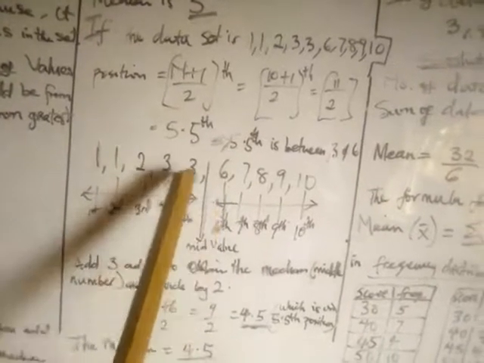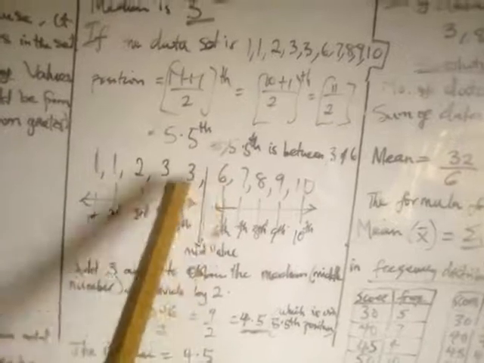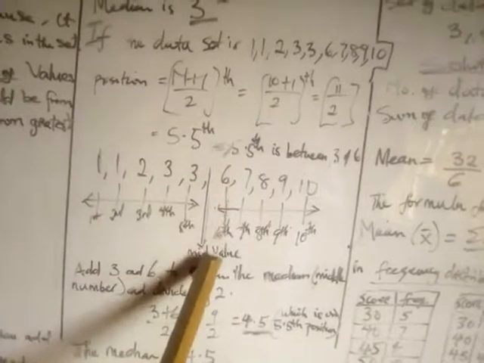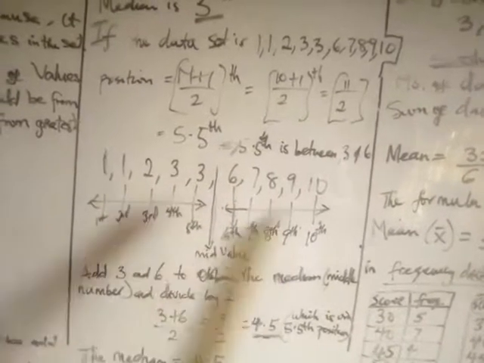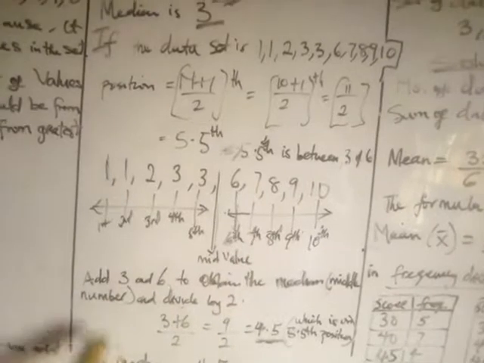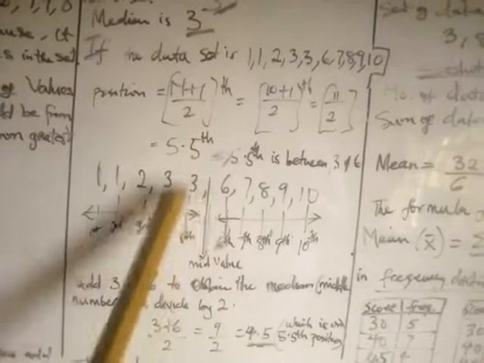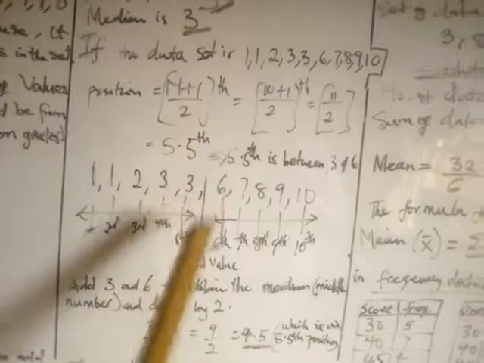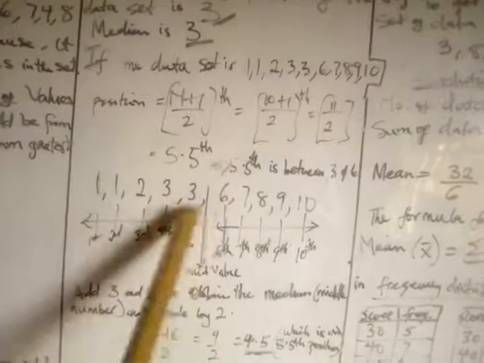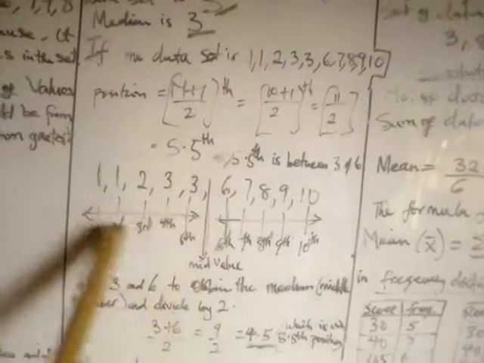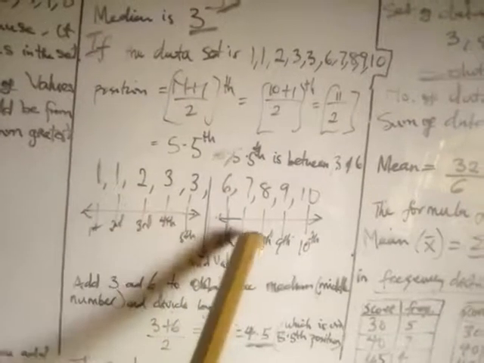But there is a value between 3 and 6. Between 3 and 6, they are supposed to give us the mid value. They have this 7, 8, 9, 10. So how do we now do that? Then you add 3. The two numbers that fall as the midpoint. 1, 2, 3, 4.